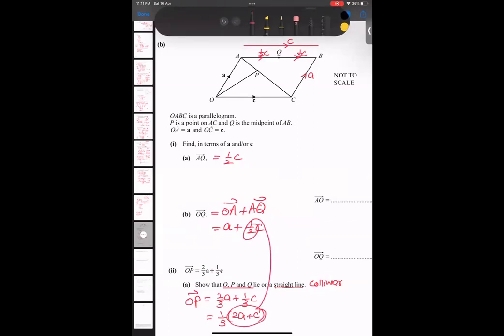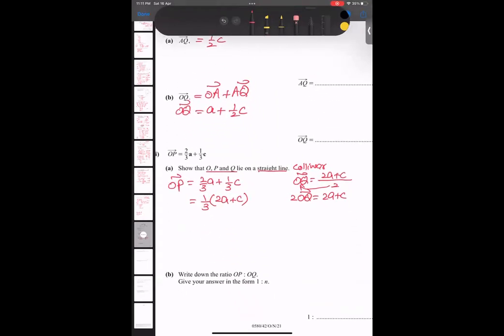So what is the best technique? Take LCM here. If you take LCM of OQ, I'm writing it here. Get ready. If I take LCM, it becomes 2 times A plus C, and this 2 is multiplied there. I'm getting 2 times OQ vector is equal to 2A plus C. And now you can see clearly there is a connection.